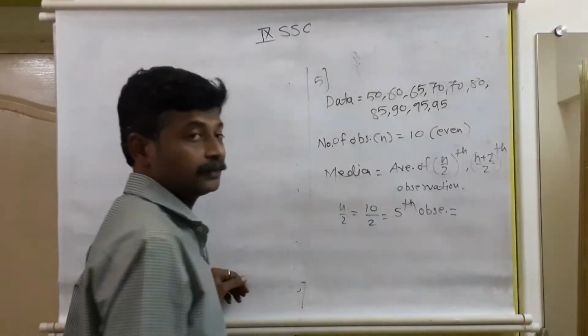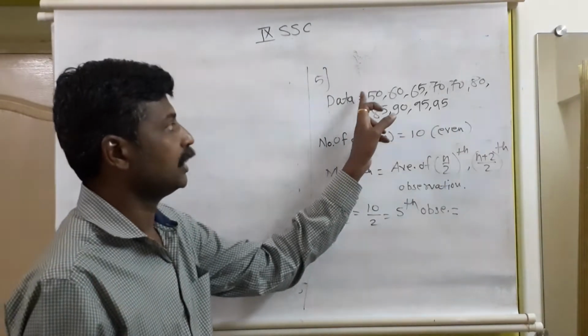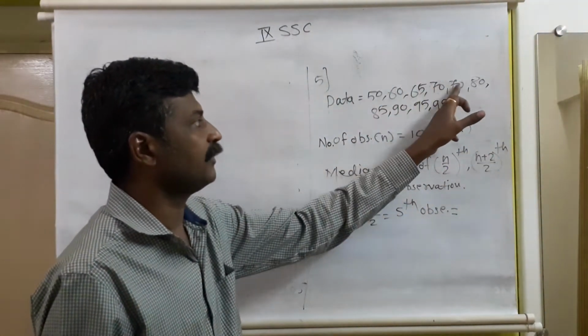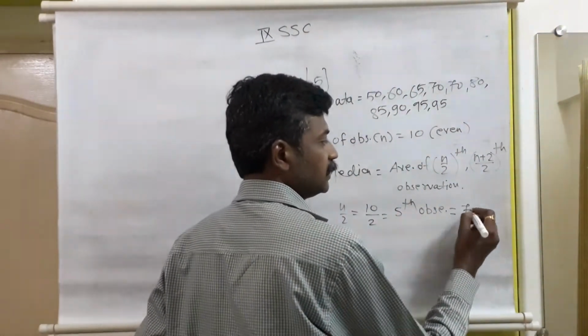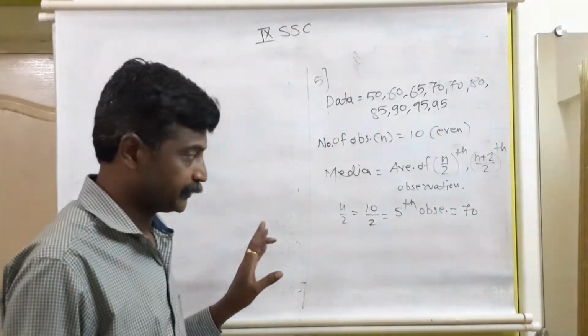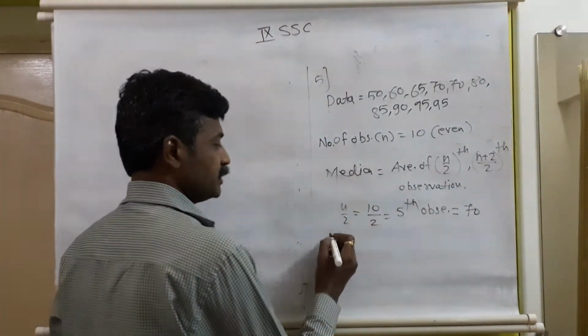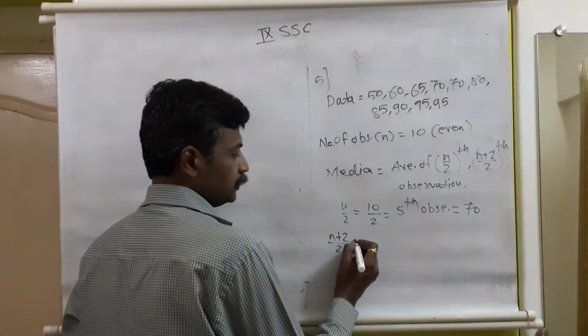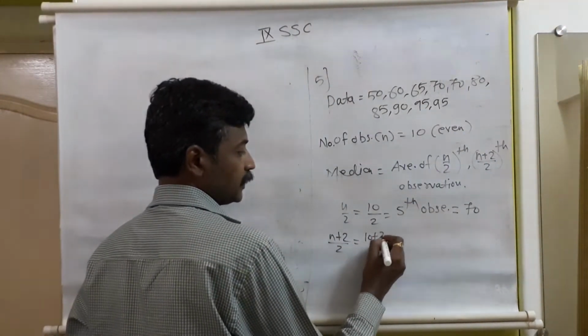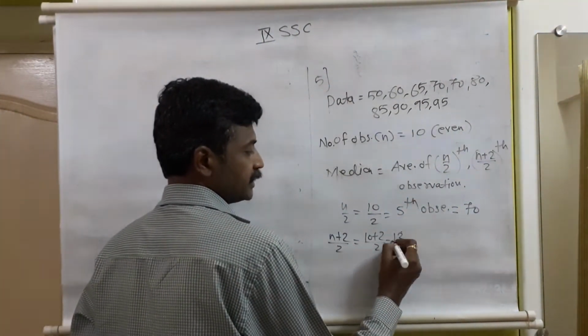The fifth observation in ascending order: 1, 2, 3, 4, 5. The fifth observation is nothing but 70. In the same way, we need to find which is at the n plus 2 upon 2th position. n is 10, so 10 plus 2 upon 2, that is 12 upon 2.